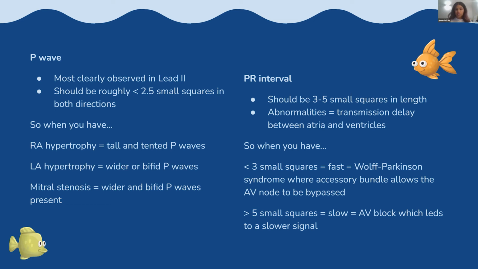For the PR interval, you should have an interval of about 3 to 5 small squares in length. And if there's any abnormalities, that means there's a transmission delay between the atria and ventricles, so they're not lining up the way they should be.